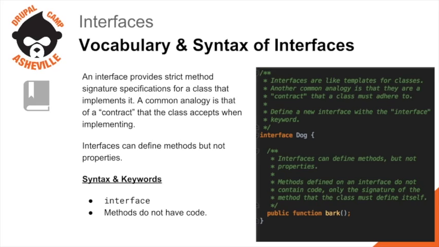The syntax we have to deal with here is the word interface. Boom, that's how we define a new one. And notice that methods don't have braces and they don't have anything in them at all. It's merely defining a signature that the class must adhere to. So it is just visibility, function name, parameters, semicolon, you're done. You write no code inside of an interface.